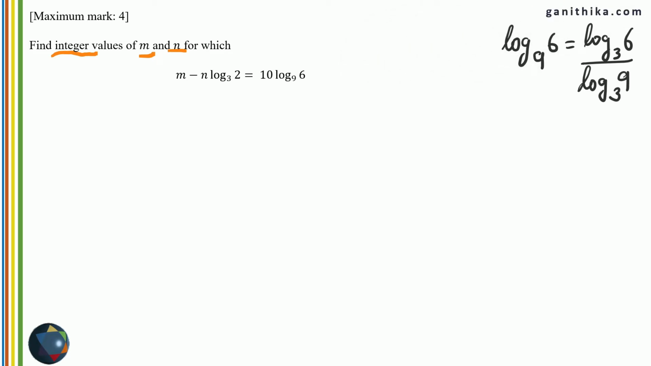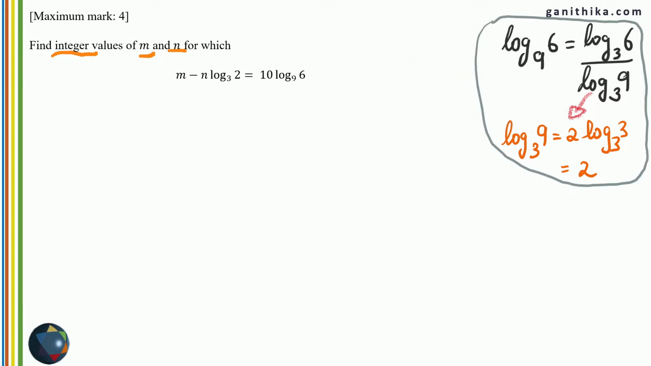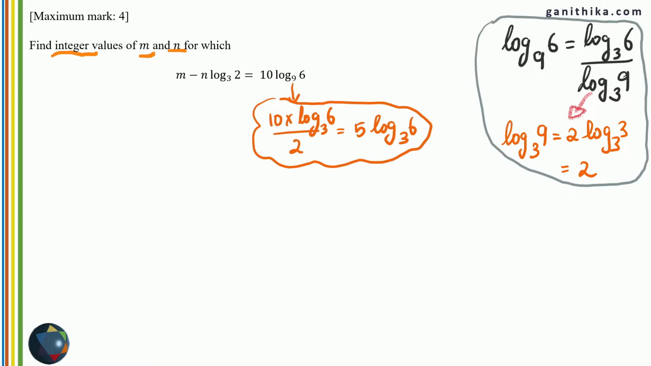And log 9 base 3 can also be simplified further using this rule, because 9 is 3 to the power of 2, right? So when you write 9 as 3 to the power of 2, log 9 base 3 will be 2 log 3 base 3. And we also know that log 3 base 3 is 1. Therefore, the denominator there becomes 2. So this expression becomes 10 times log 6 base 3 divided by 2, which in turn gives you 5 log 6 base 3. So this is what you need to change first before you write down the question again.